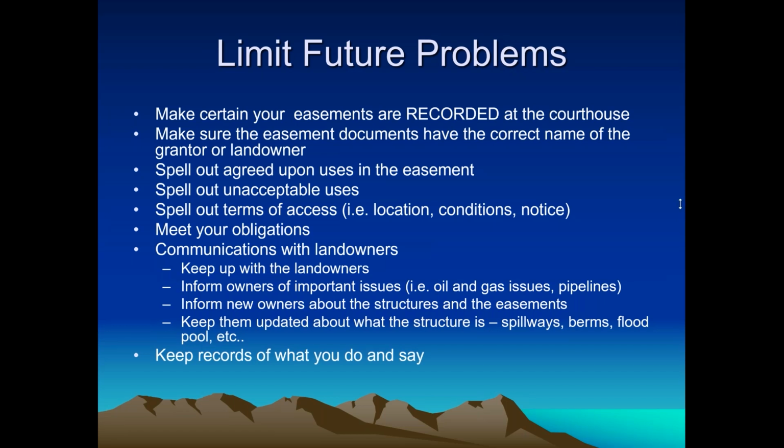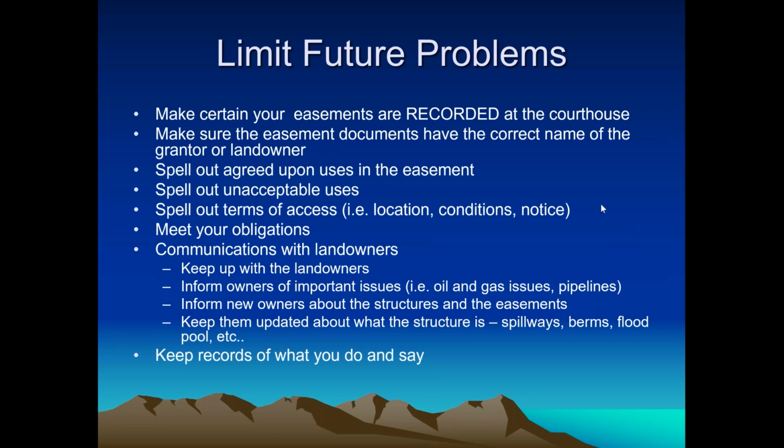If you say you're going to call the landowner before you go out and do an inspection, call the landowner. If you tell the landowner that you're going to be out there doing work, then make sure that you keep him informed, and you're not taking advantage of the situation. If you're a landowner, you want the person that has an easement across your property to keep you informed and have good communication.